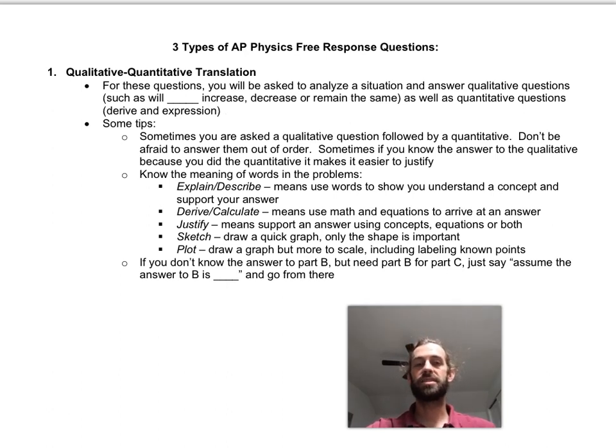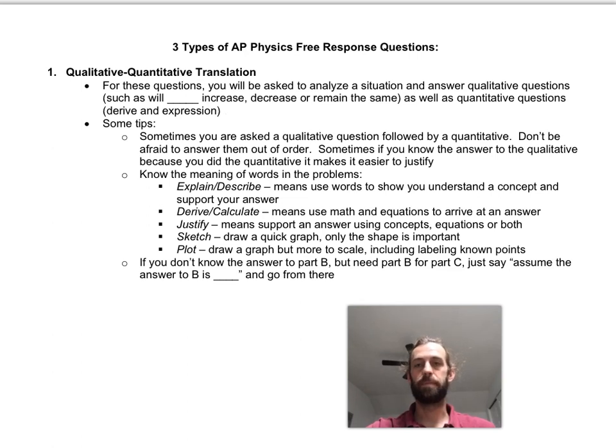One thing to keep in mind, a general statement that you can always come back to, is if you don't know the answer to one part, but you know you need that part for a later part, so maybe you didn't get B correct, you don't know how to do B, but you know if you had B, you'd be able to do part C, just make something up. Say that the answer to B is X and go from there. And AP should give you at least partial credit, if not all the credit, for part C based off of your answer to B.